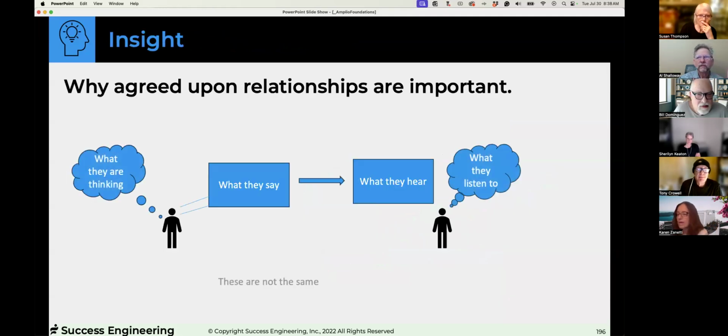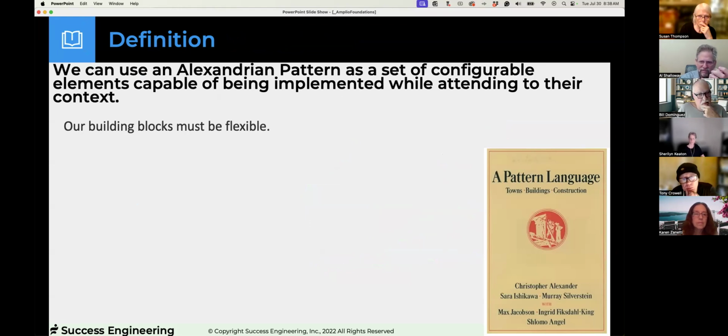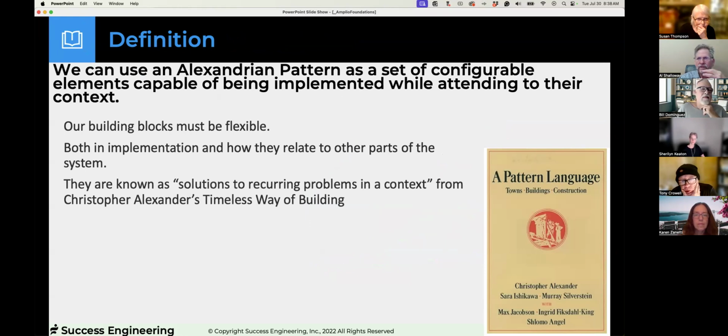Okay, so let's go to the last piece of this. We still have to know, how do we do this? This sounds great, putting the whole big picture together. But we're going to talk about the pattern as a set of configurable elements, okay? In other words, they're like building blocks, except we don't want to think about them as building blocks because those are kind of set. These are flexible things, so we call them configurable elements, both in implementation and how they relate to each other. Now, they're called solutions to recurring problems in a context.